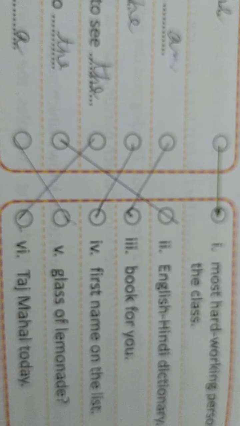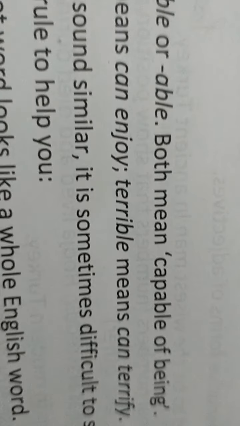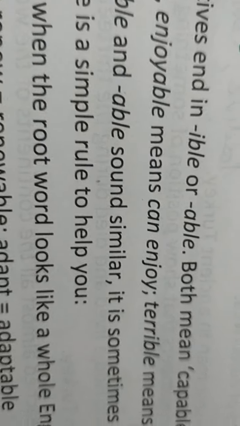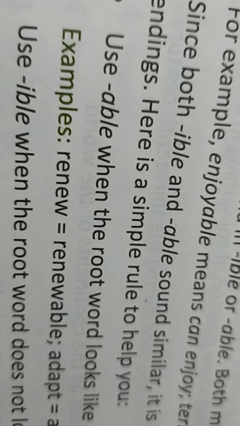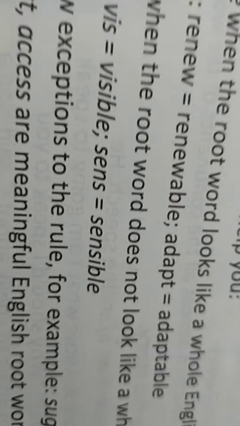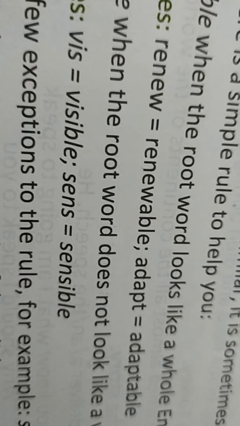So this is how you match the sentences. Now many adjectives end in ible or able, which both mean capable of being. कौन किसकी कितनी क्षमता रखता है, लेकिन कहीं IBLE यूज़ होता है, कहीं ABLE. Like enjoyable, terrible. They sound similar, but in different words you use them differently. Sometimes able is used, like renewable, adaptable, and ible is used where the root word does not look like a whole English word, like visible, sensible, etc. जब पूरा वर्ड नहीं दिखता तो उसमें IBLE लगाते हैं, और जब पूरा दिखे तो ABLE.